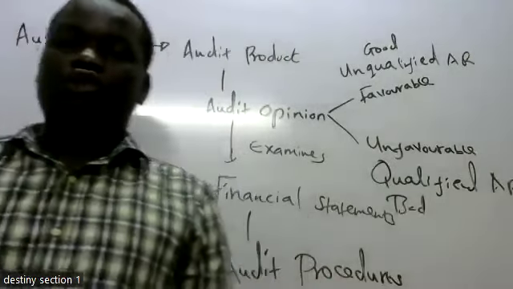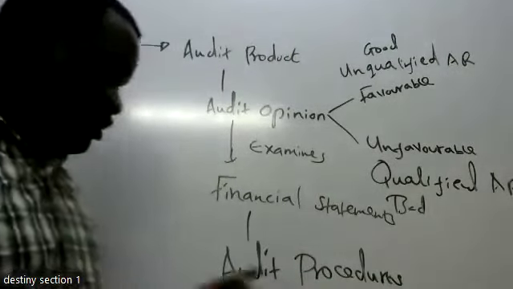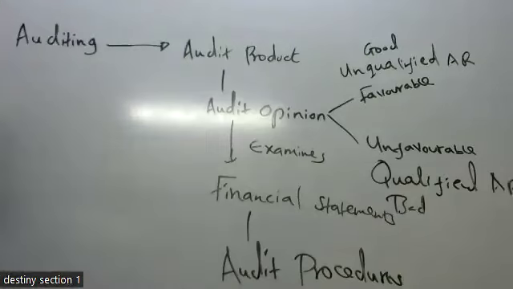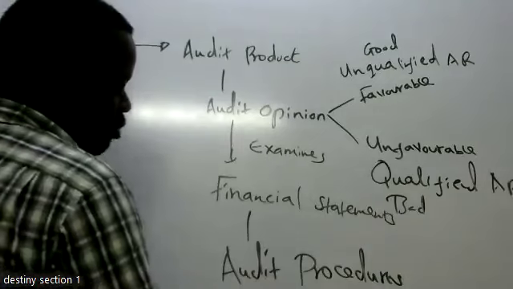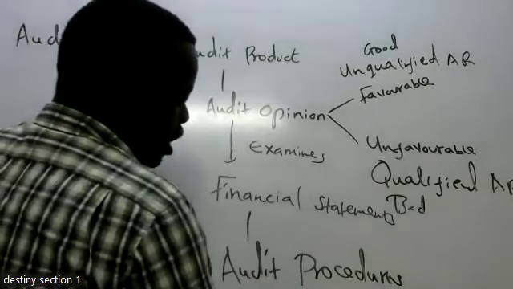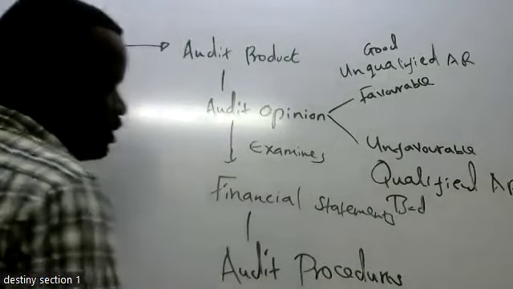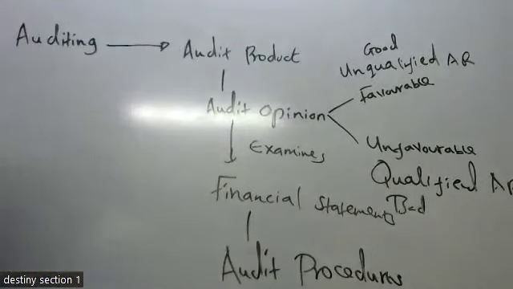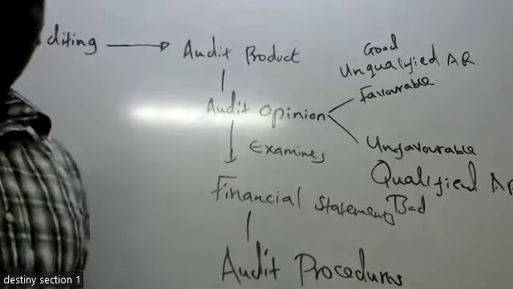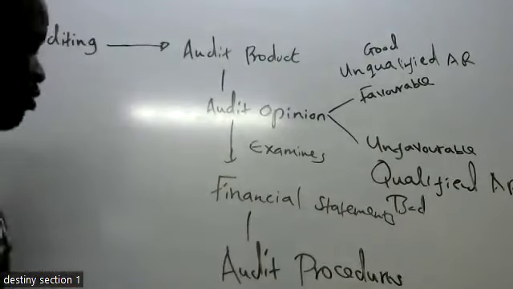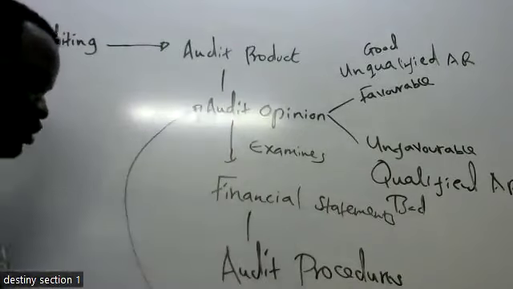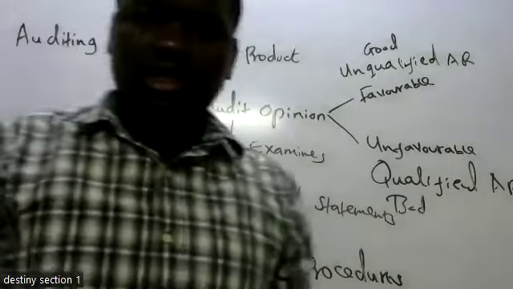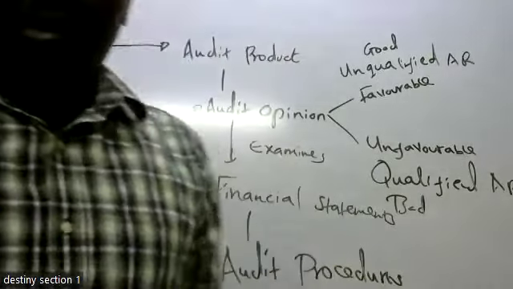These audit procedures enable the auditor to obtain what you call audit evidence. So audit evidence are the facts and the information which enable an auditor to express an audit opinion. This audit evidence needs to be sufficient and also appropriate.